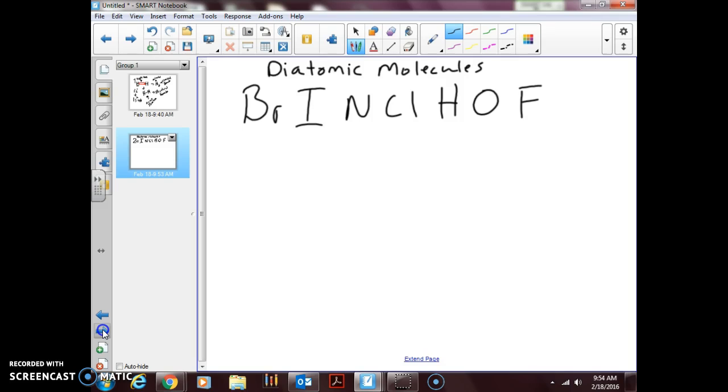What does the word di mean? Two. So two atoms bonded together. It's two of the same bonded together. So we just showed how hydrogen bonds with itself to become more stable, and it becomes H2. All of these other Brinkelhoff elements do the same thing. They form covalent bonds with another atom of itself to become diatomic. So whenever these exist alone, they always have the subscript of 2. There's always 2 of them bonded together because they are more stable in that form.